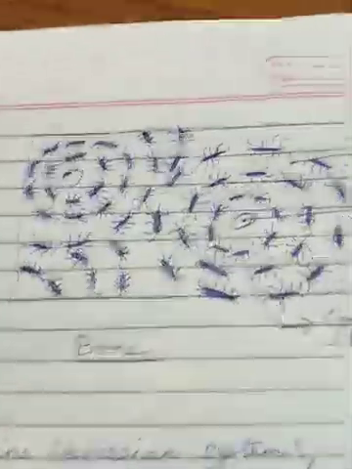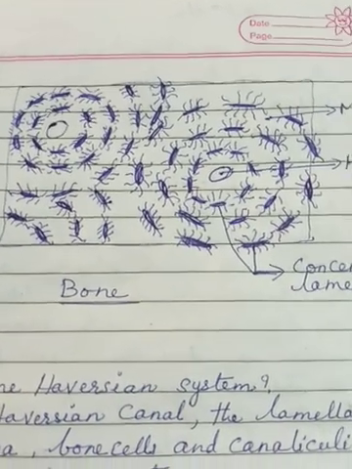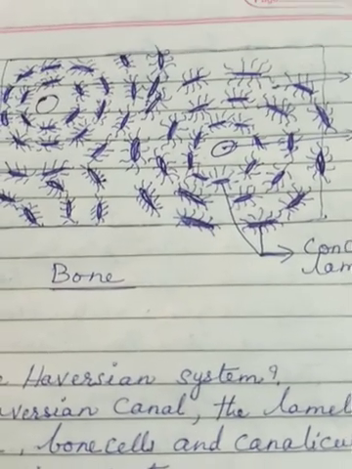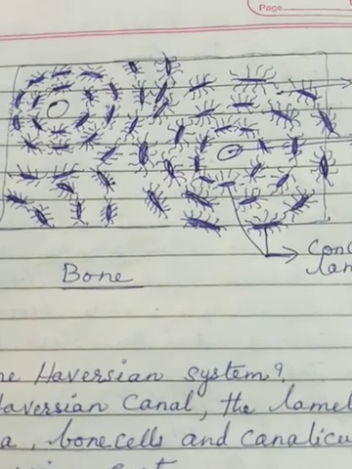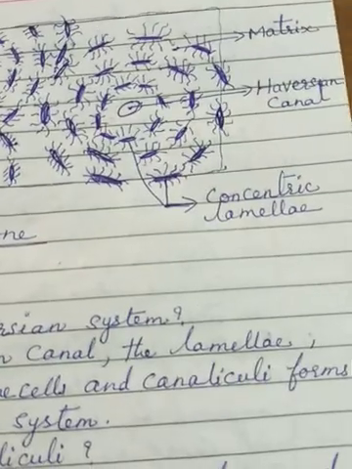See, these are the concentric rings. Concentric rings means circles with the same center but different radii. You can see this is one circle, center is here. This is one circle, this is another circle. These are known as concentric circles, and these concentric circles are known as lamellae.